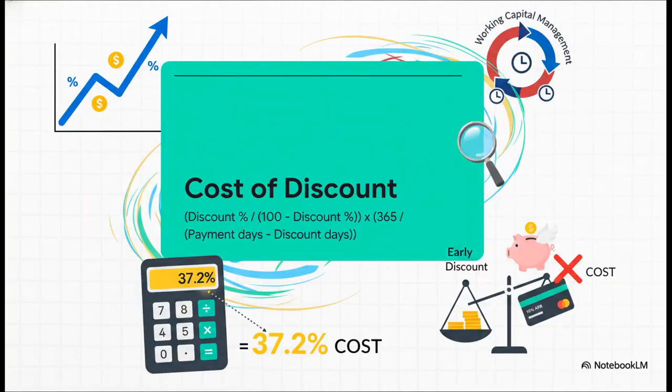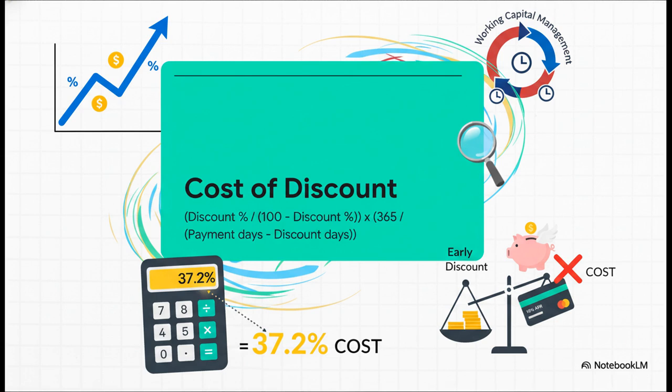To figure out if that discount is genuinely worth it, we have to calculate the annualized cost of ignoring it. The formula is the discount percentage divided by 100 minus the discount percentage. Then you multiply that by 365 divided by the difference between your normal payment days and the discount days.